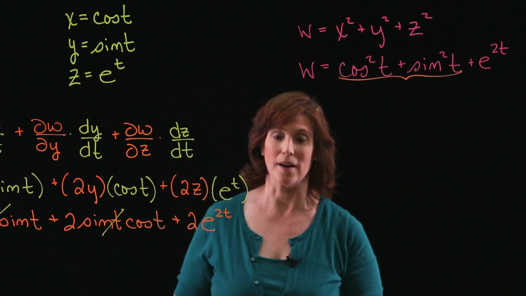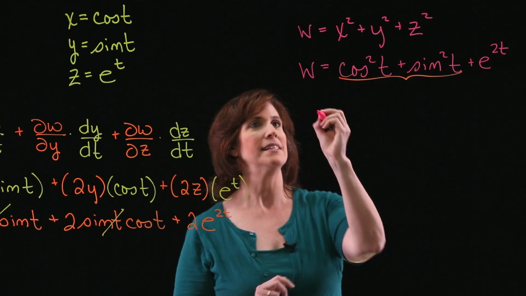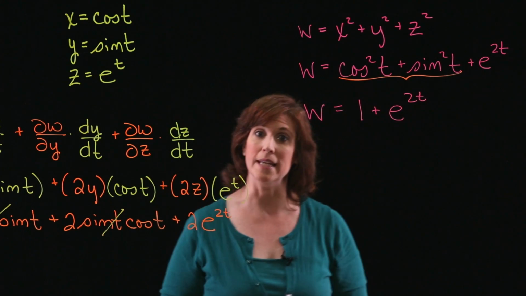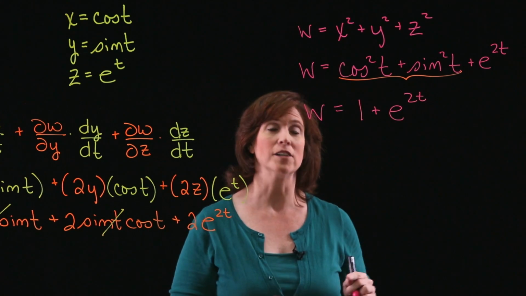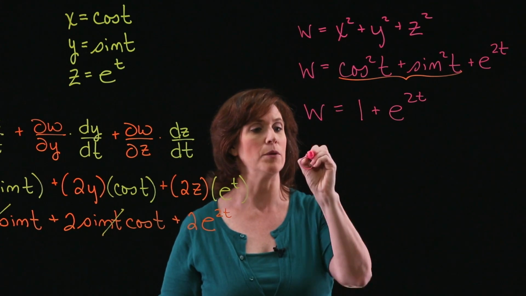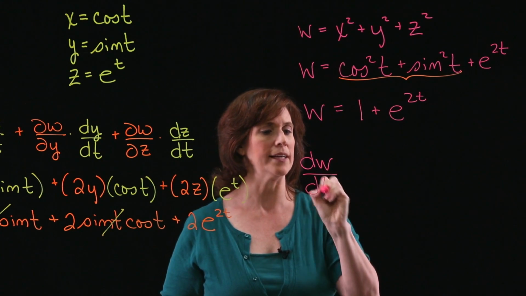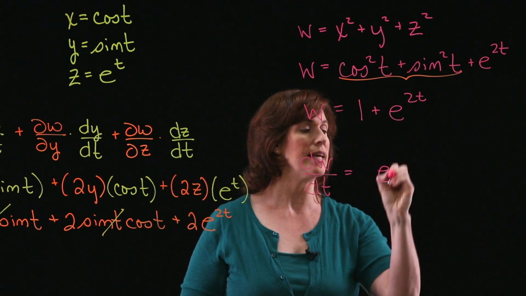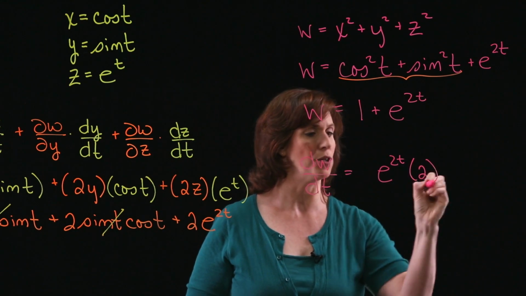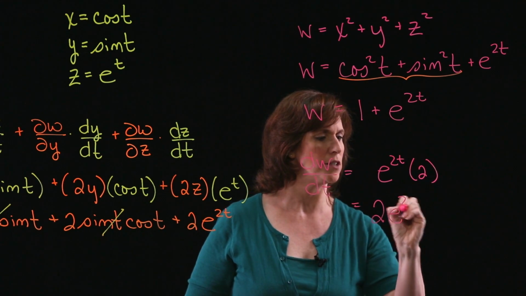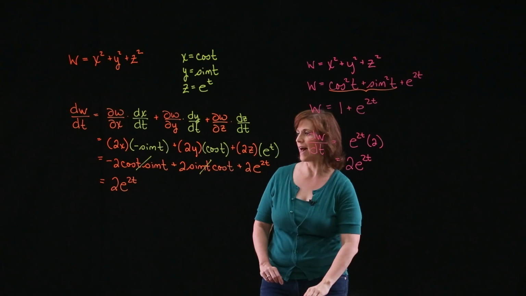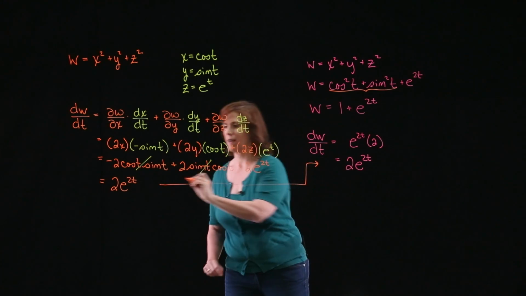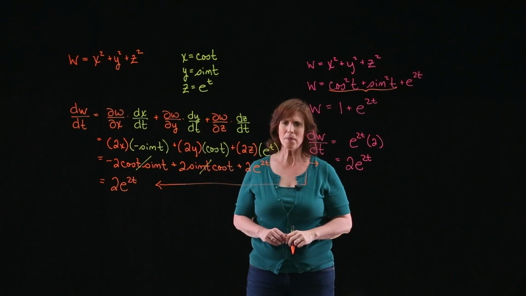Now, one thing I notice here is that I have cosine squared plus sine squared. I can use my identity to say that w then equals 1 plus e to the 2t. And I have w expressed as a function in terms of t only. So dw dt then is simply its derivative. The derivative of 1 is 0, and the derivative of e to the 2t is e to the 2t times 2, or 2e to the 2t. And notice that my two answers are exactly the same. I hope that was helpful.